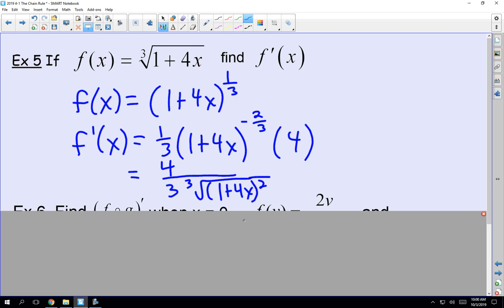Okay, the negative power, you move it to the bottom. This 3 is not on that 3. That's a cubed root. Remember, it's the root and then the thing in parentheses to the power. So the root is always the bottom of the fraction on these rational powers. So it'd be the cubed root of 1 plus 4x, squared. That's how I meant it, right?